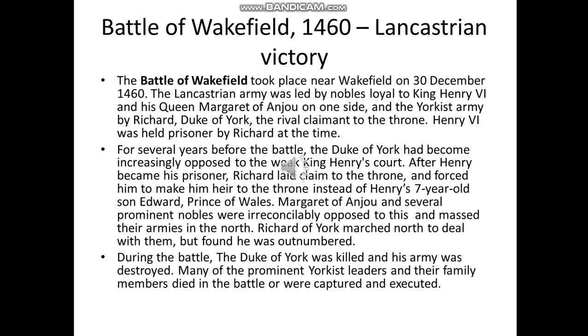After the Battle of St Albans, Richard of York had himself made heir to the throne, which put aside Henry VI's young son, 7 years old, Edward, Prince of Wales. Henry VI's wife, Margaret of Anjou, and nobles loyal to her were not having that, so they raised an army and confronted Richard of York in the north, and Richard of York was defeated and killed near Wakefield in Yorkshire.